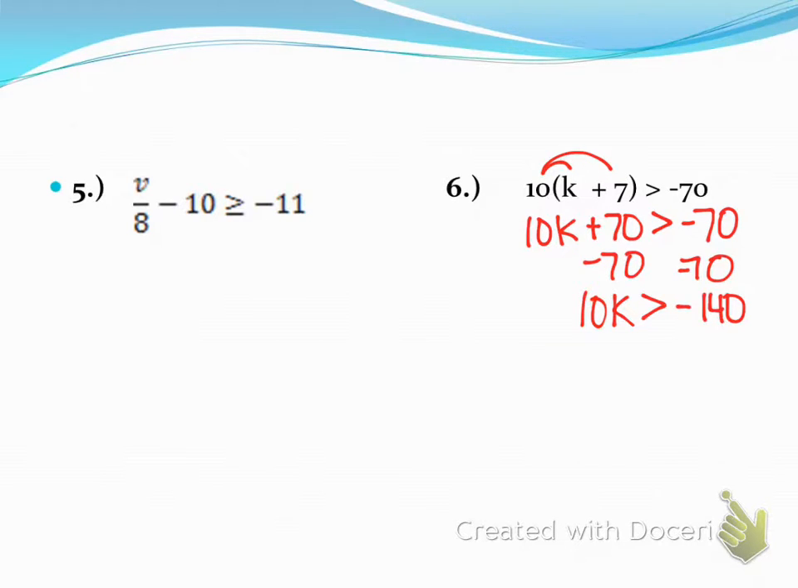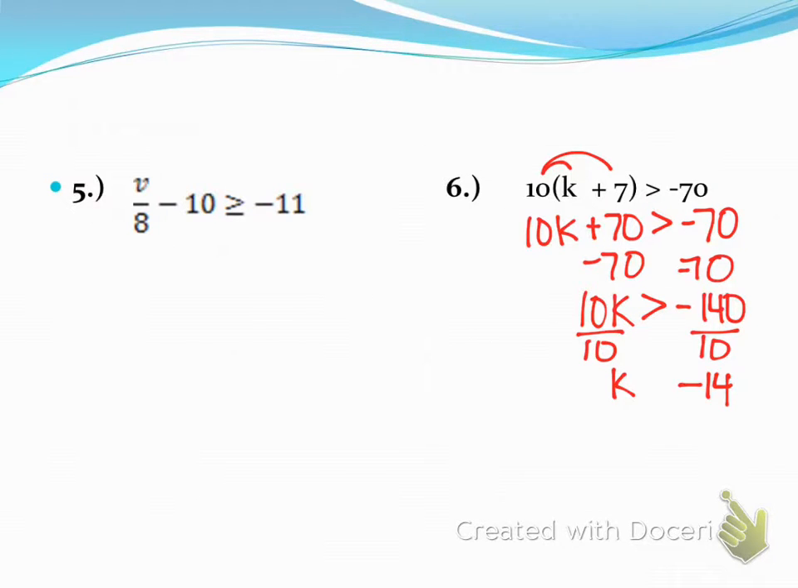Our next step to solve, Houston. Right now we're multiplying the 10 and the k, so how would we undo that? Divide by 10. Okay, that's going to give us k, that would be a negative 14.